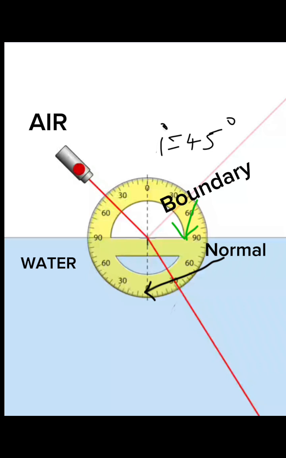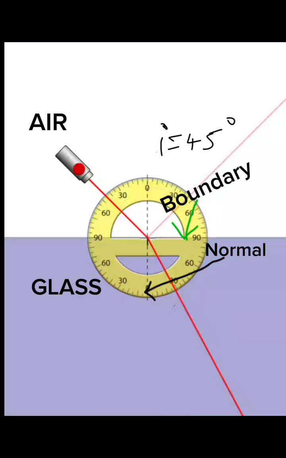Okay, let's also check what happens with glass. I've changed the second medium to glass. You can see there is more deviation because glass is far denser than air. That is why the refracted ray in glass is moving closer to the normal. So if the second medium is denser than the first medium, the refracted ray goes towards the normal, and there will be more deviation.